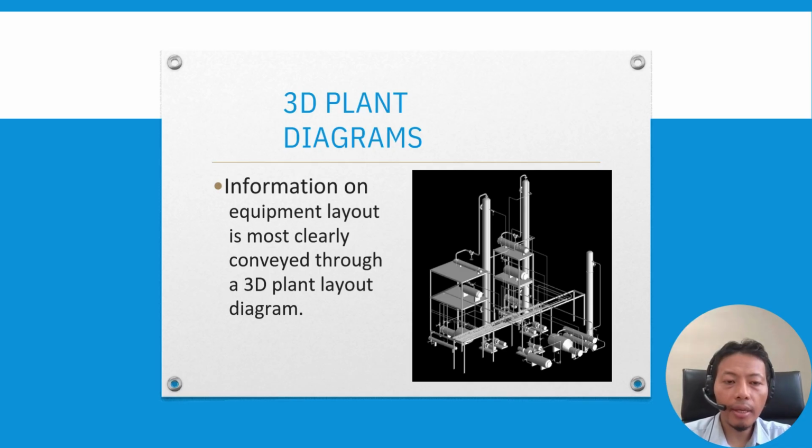Another type of flow diagram is known as a three-dimensional plant diagram. It presents the information on the equipment layout in the clearest form of illustration and diagram, which would assist people to understand the general flow and nature of the particular chemical process.